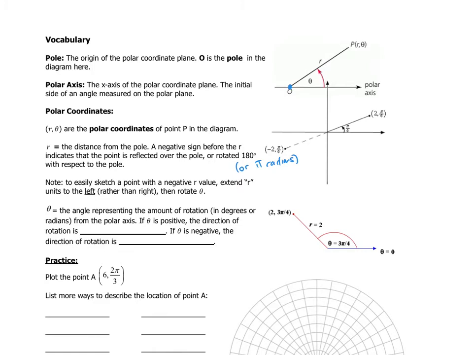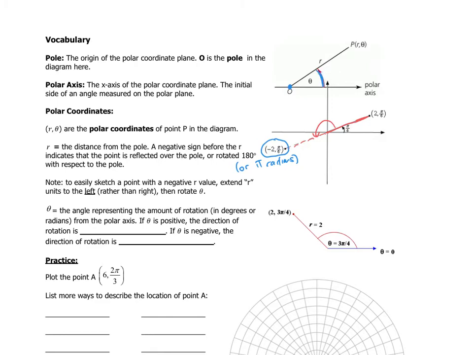So we see this point here, (-2, π/6). The reason it's (-2, π/6) is that if we had positive π/6, and then we're actually going negative 2 units in that direction, it means we flip over the origin or rotate 180 degrees, and then we go out 2 units. That's what (-2, π/6) means.